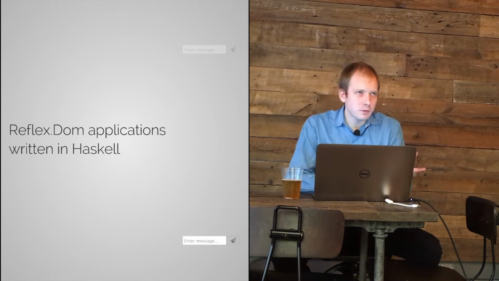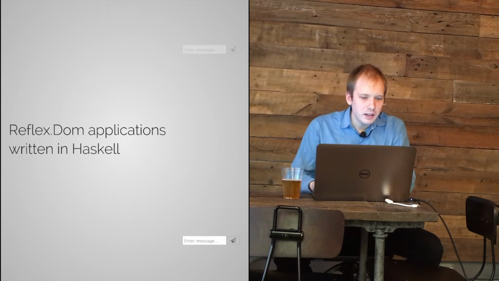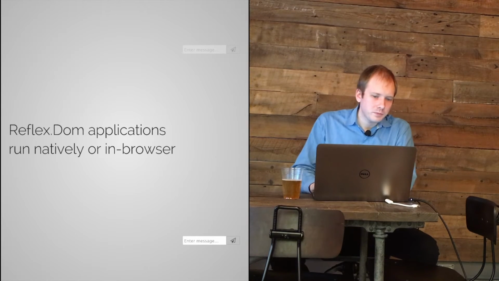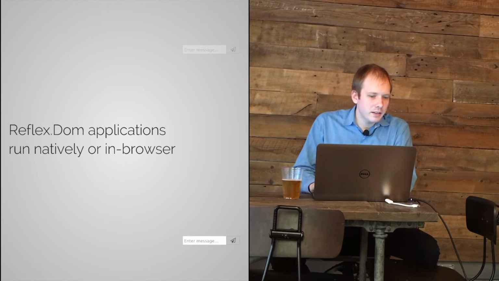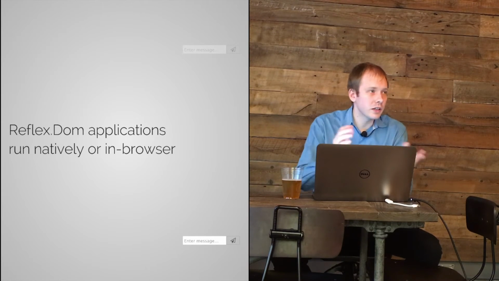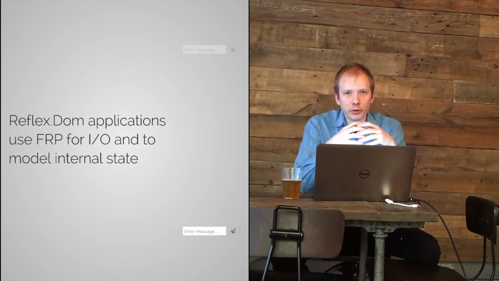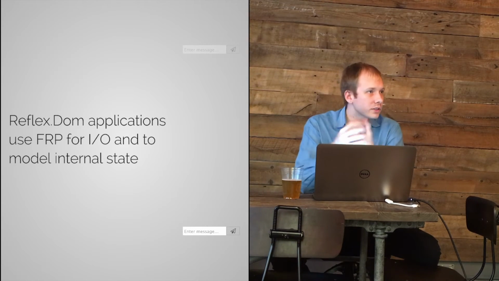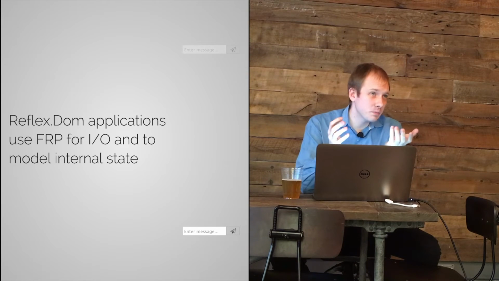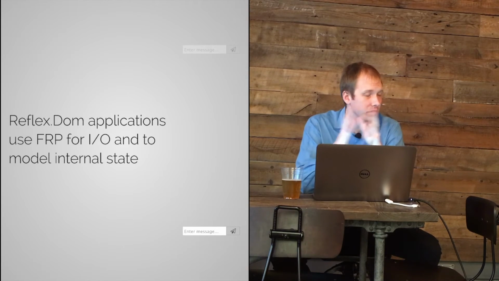Now, it's probably pretty obvious at this point, Reflex-DOM applications are written in Haskell. And they run in the browser, and they use FRP for everything. And that's not just the I/O, like I just mentioned. It's also the internal application state. When you're doing your sort of model view controller style architecture, or really, it supports a wide variety of architectures, so you can really use whichever one you want.